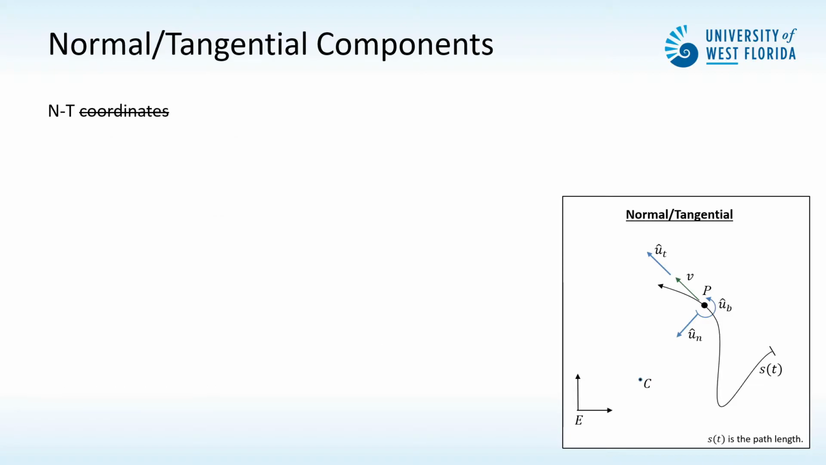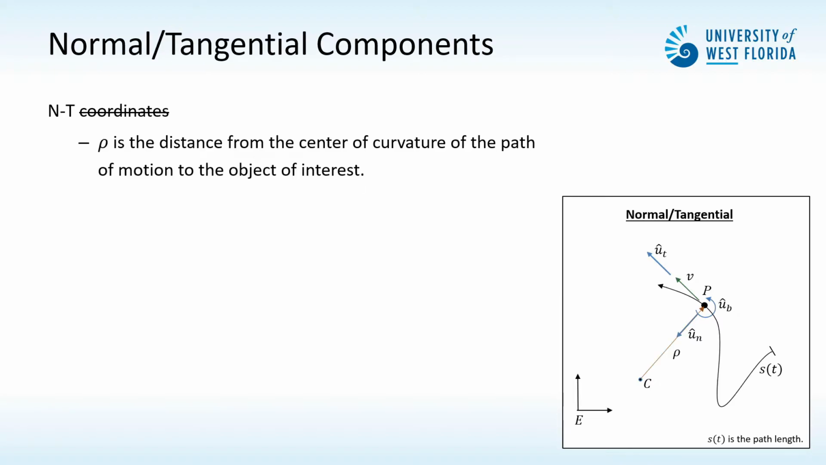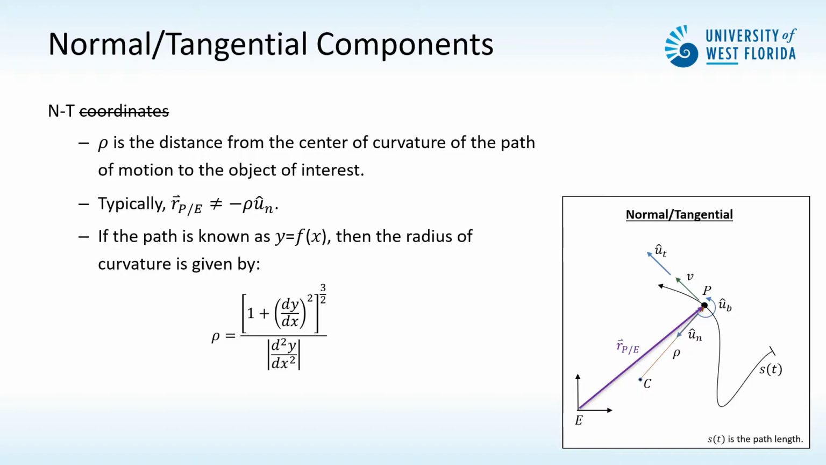Normal tangential components are a bit unusual in that they have no coordinates, only the unit vectors that form a basis. However, they do have relevant magnitudes. In particular, rho is the distance from the center of curvature of the path of motion to the object of interest. Typically, the position of p with respect to e is not equal to negative rho un. When the path of motion is not circular, and hence the radius of curvature is changing, then at any given point, x and y, rho can be computed according to the equation shown. It's not as bad as it looks, it's just derivatives of y with respect to x.